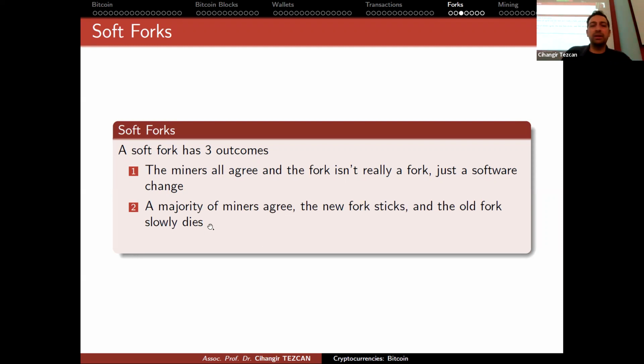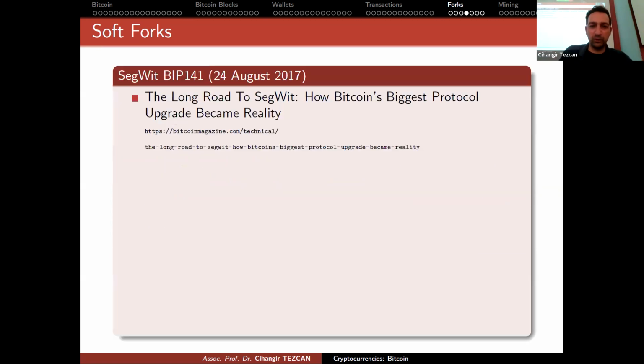Second, a majority of miners agree, the new fork sticks and the old fork slowly dies. This can also happen, but generally it doesn't, because whenever some miners realize that the majority has already upgraded their software, they just fall off. But the third outcome is that the majority of miners disagree and the new fork dies. Actually, in the first part, this is what happened to the SegWit upgrade, because although miners said that they will upgrade their software, they didn't.